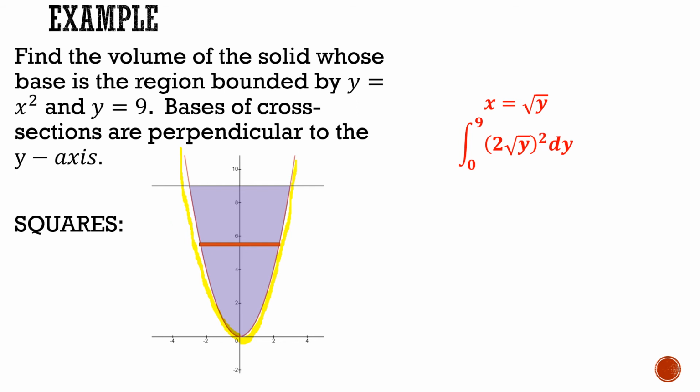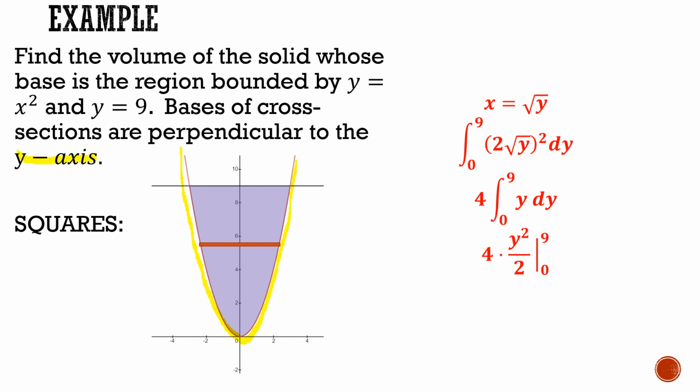And so our base is 2 square root of y, squared because we're doing squares. And so when I square this out, I get the integral 0 to 9 of 4y. I pulled the 4 outside of the function, dy. Again, please understand everything, even my bounds, are in terms of y because we're perpendicular to the y-axis.